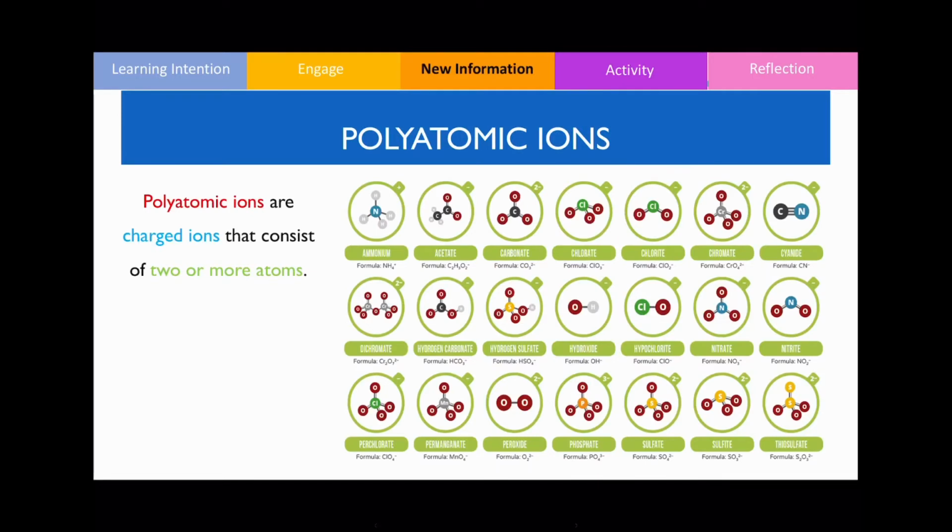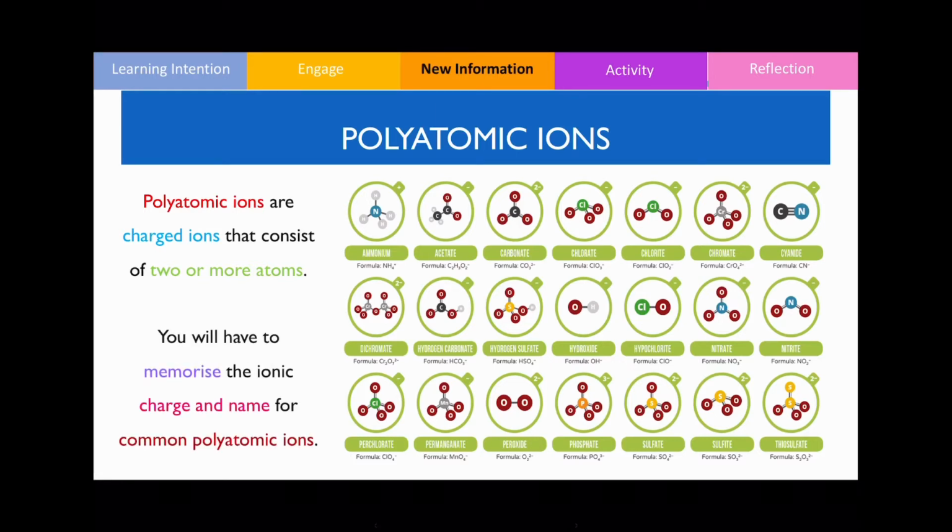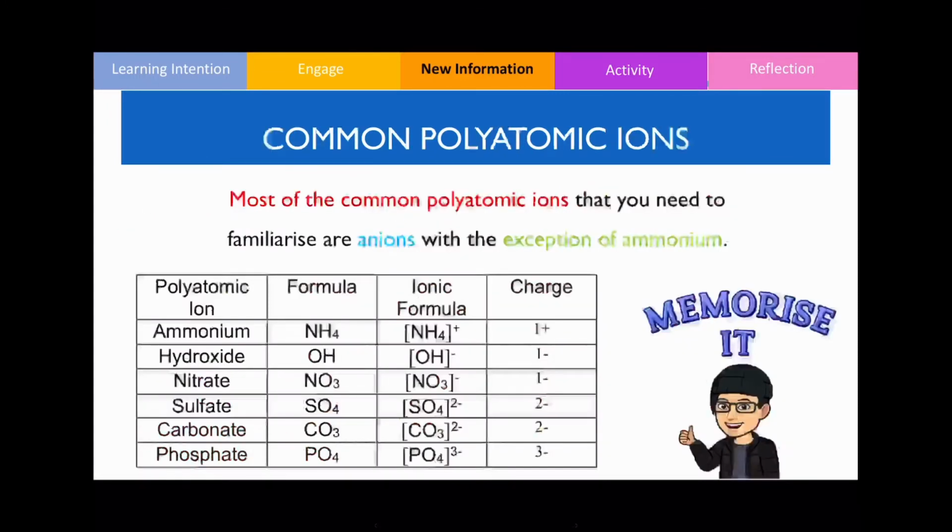We're now going to be looking at polyatomic ions, and as I said, polyatomic ions are ions that contain 2 or more atoms together, and what you need to be able to do is memorize the charge as well as the name for common polyatomic ions. As shown by this slide, there are many different types of polyatomic ions, and you don't need to know all of these. The ones that I need you to be familiar with are shown on this particular table over here.